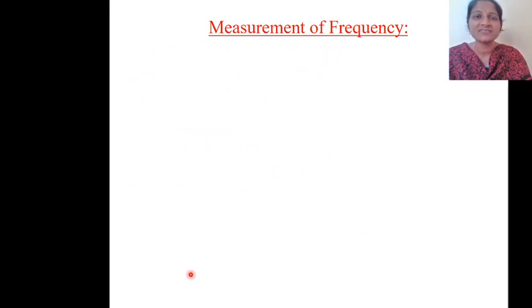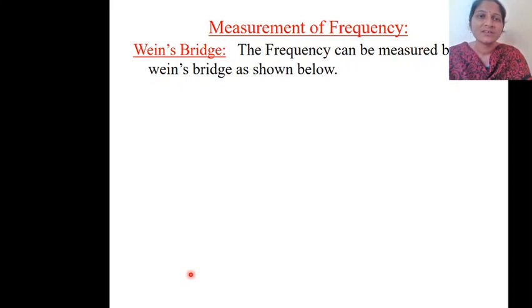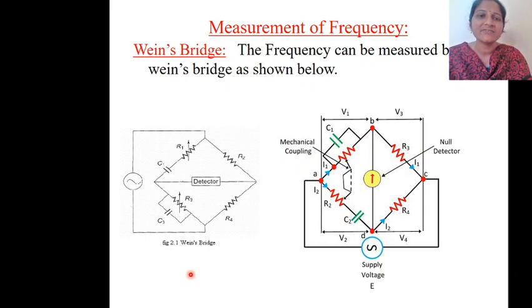And the third one is Wien's bridge. Wien's bridge is used for the measurement of capacitance and also for the measurement of frequency. In the Wien's bridge, the series combination of capacitance and resistance is used for measuring the capacitance, and the parallel combination of resistance and capacitance is used for measurement of frequency. Majorly Wien's bridge is important for the measurement of frequency.